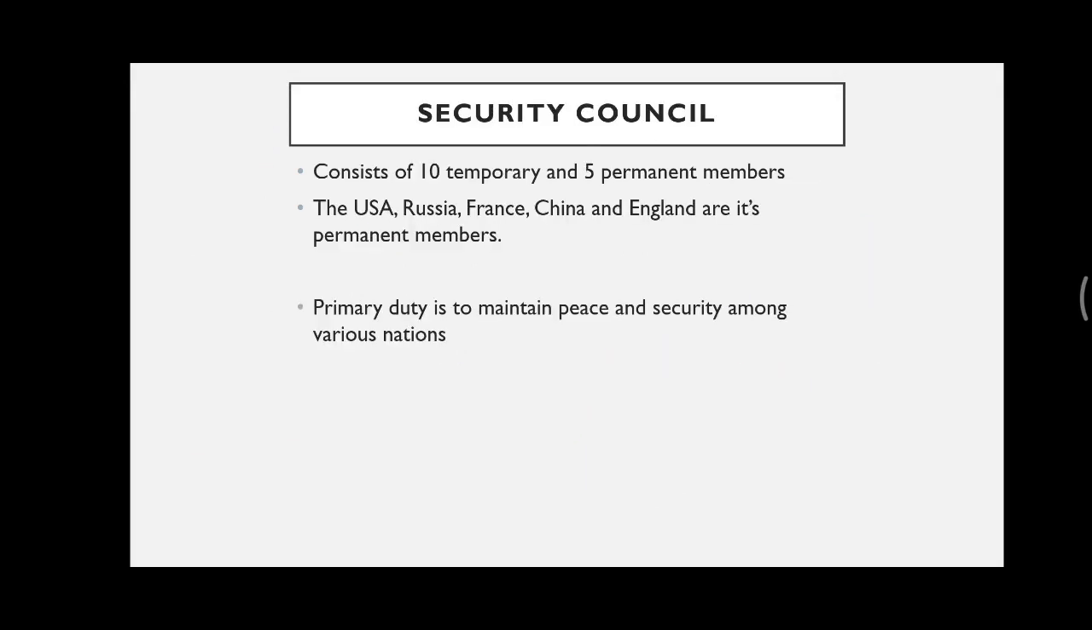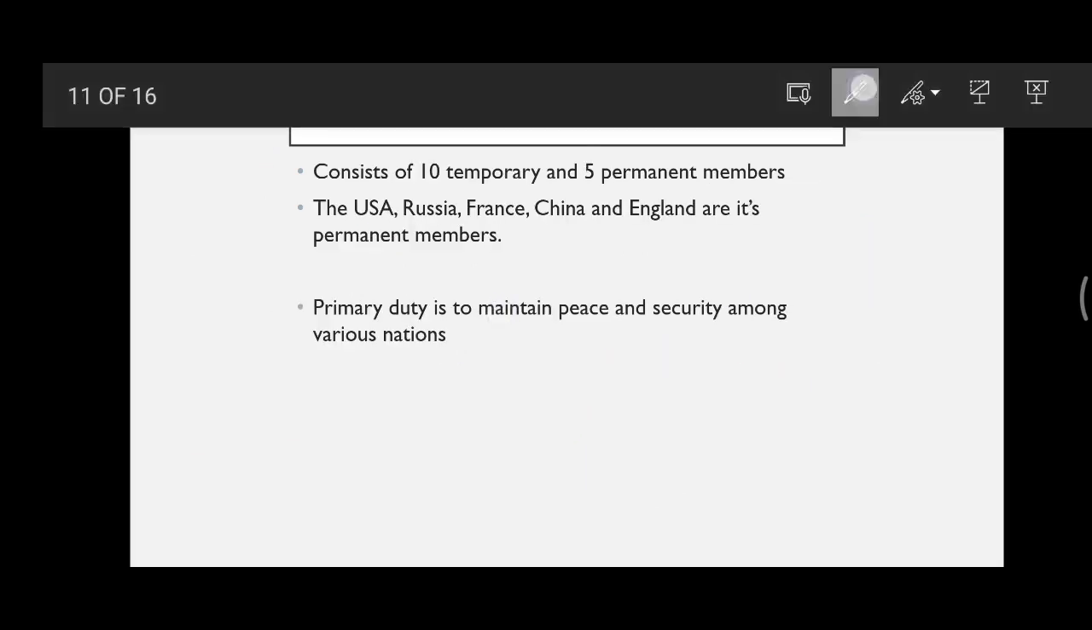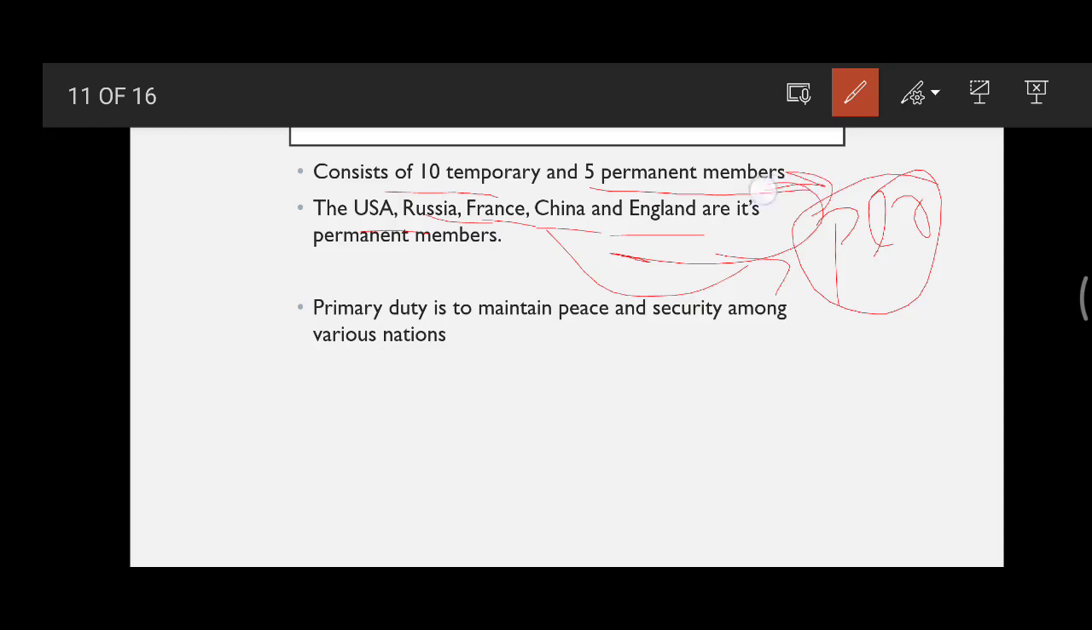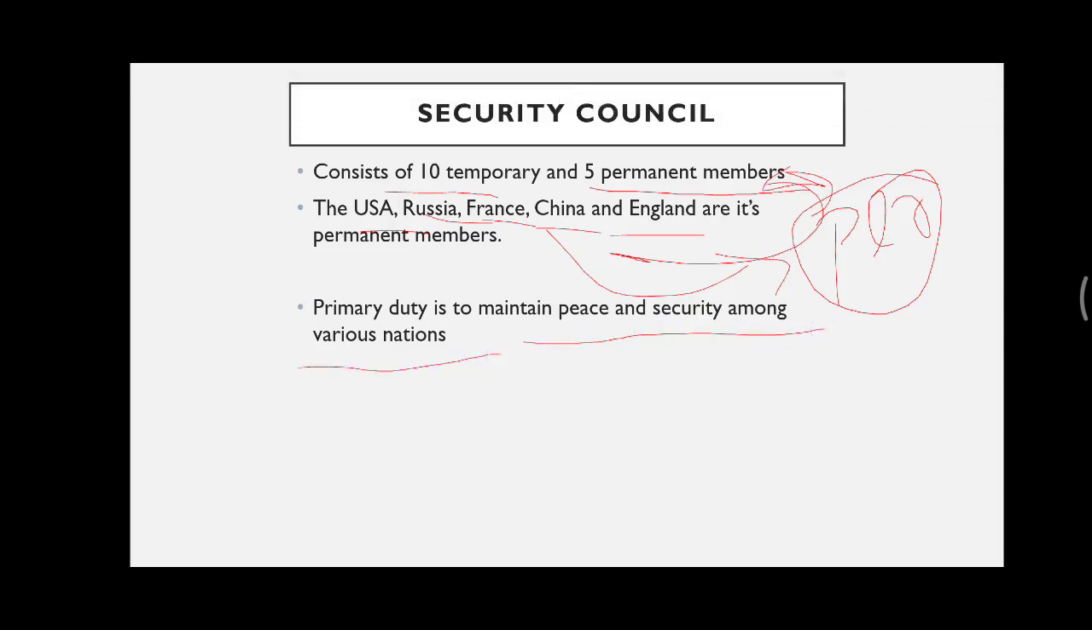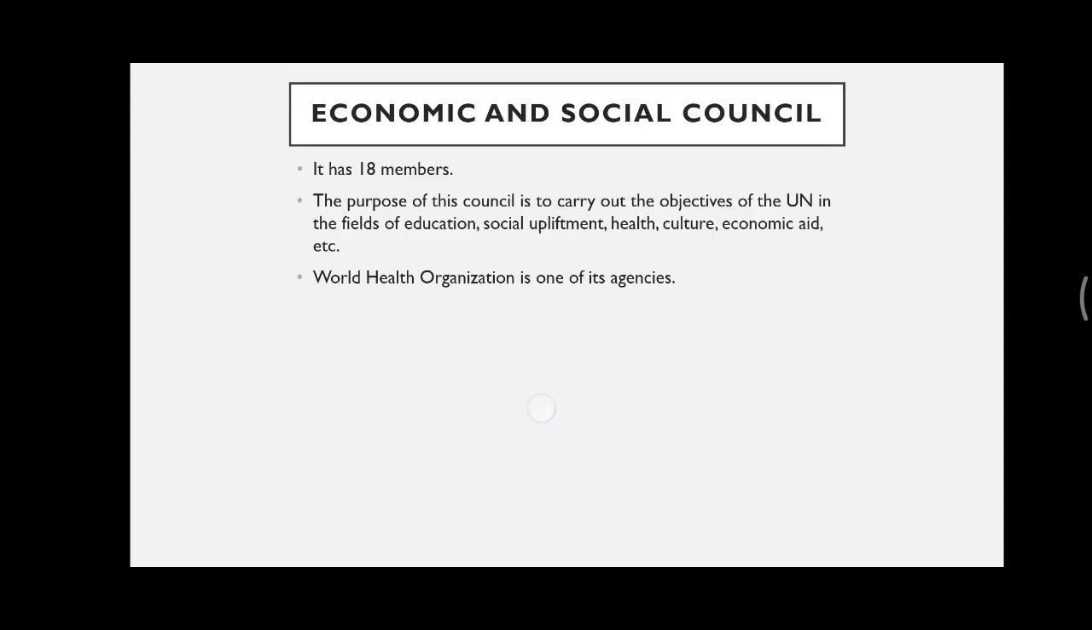Now next one is the Security Council. This Security Council has 10 temporary members and 5 permanent members. The 5 permanent members are USA, Russia, France, China, England. These 5 countries are the permanent members. This means they will remain in this council forever. And the primary duty is to maintain peace and security among various nations. So this is the primary objective or duty of the Security Council.